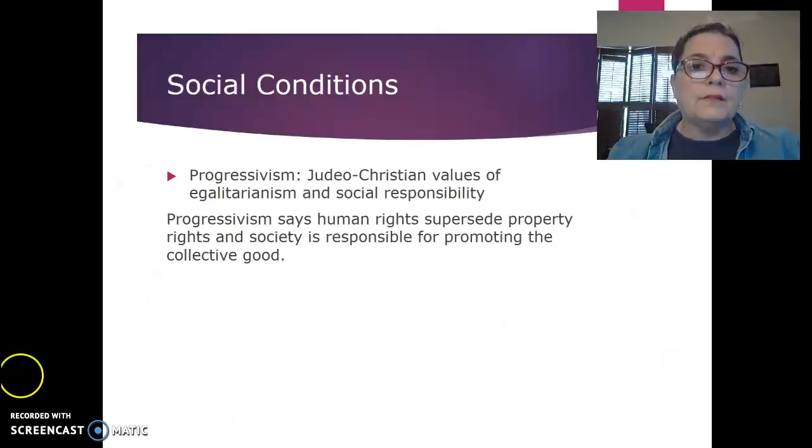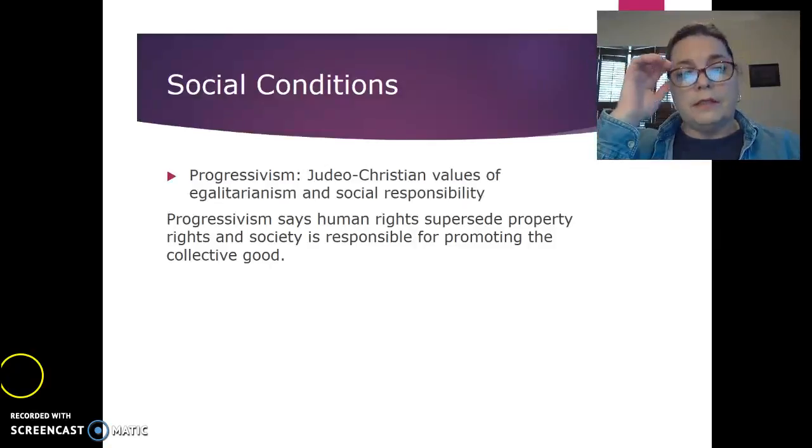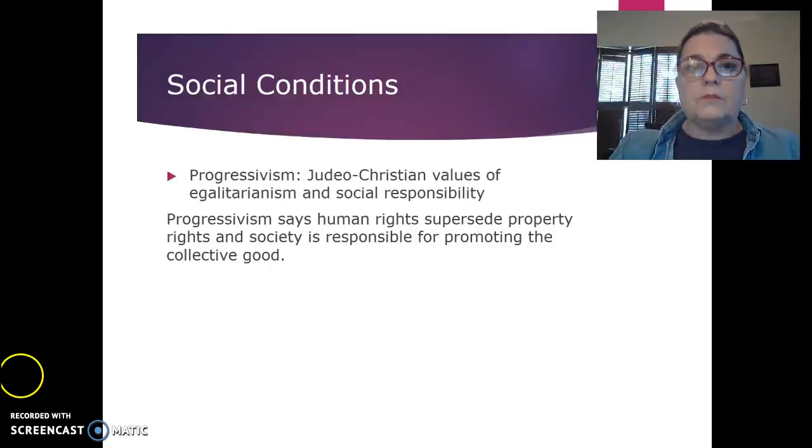Then we have progressivism, which says that human rights supersede property rights and society is responsible for promoting the collective good. This comes from the Judeo-Christian values of egalitarianism and social responsibility. So let's read that sentence again. Progressivism says that human rights supersede property rights and society is responsible for promoting the collective good.